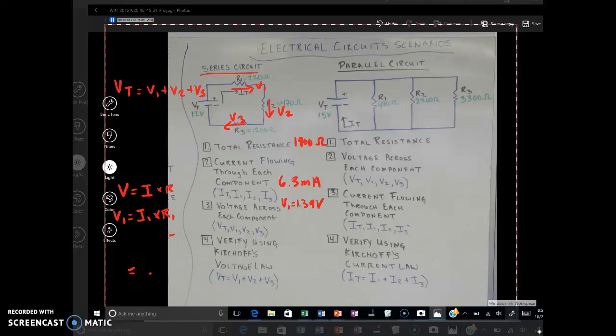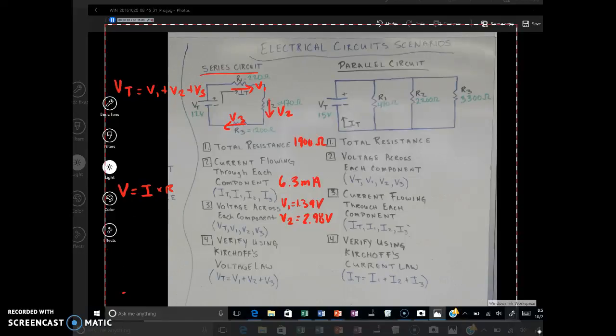We're still using the same equation, but now V2 is equal to I2 times R2, and that equals 6.35 milliamps times 470 ohms, which gives you 2.984 volts. So V2 is equal to 2.98 volts. And we do the same thing for the third resistor.